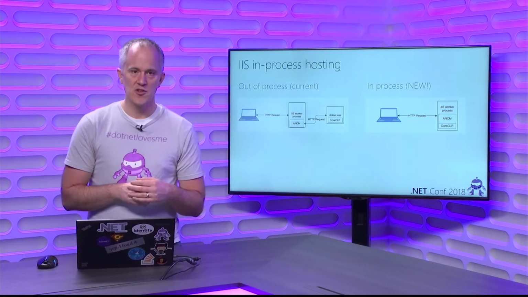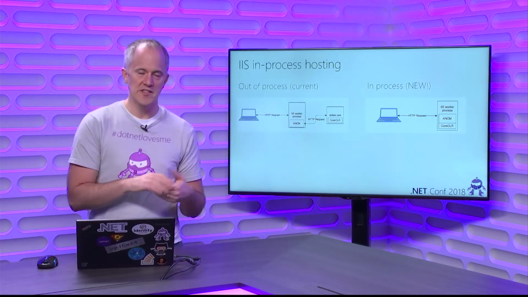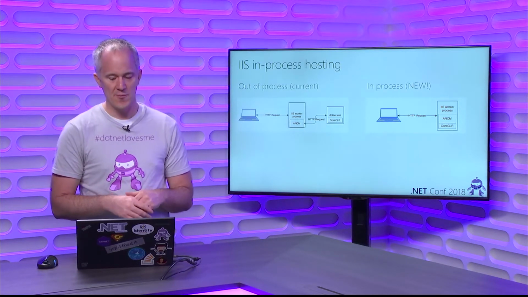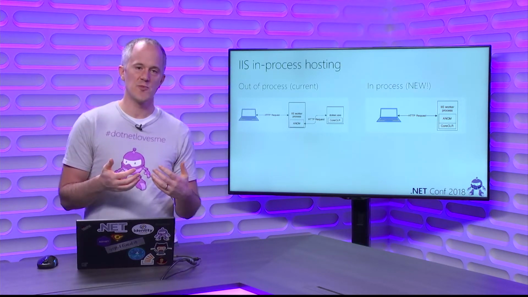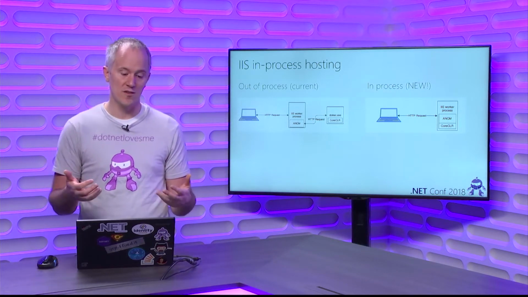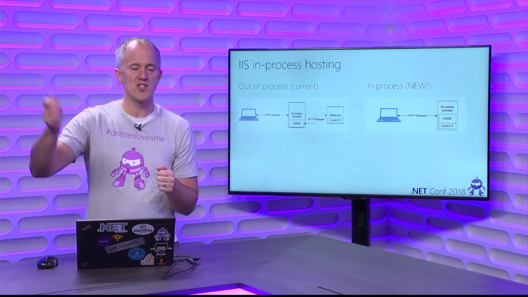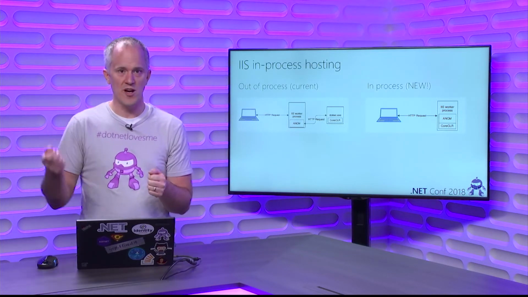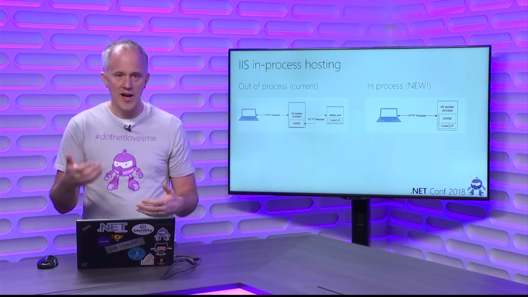Also new, the new in-proc hosting model for IIS. We had started work on this actually in an earlier release, but we are now shipping it with 2.2. Currently, when you host ASP.NET Core applications in IIS, it uses an out-of-process hosting model. What that means is request comes into IIS, and then it forwards the request to a .NET EXE process where your application actually runs. Now that has some obvious overhead in terms of performance.